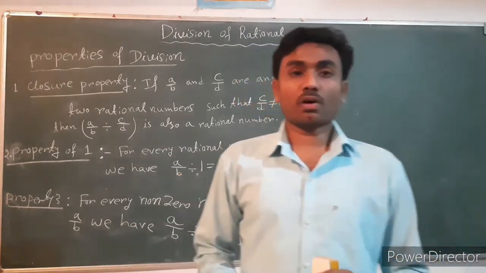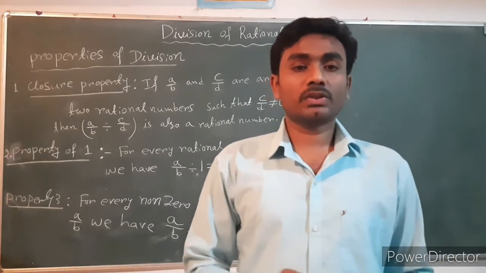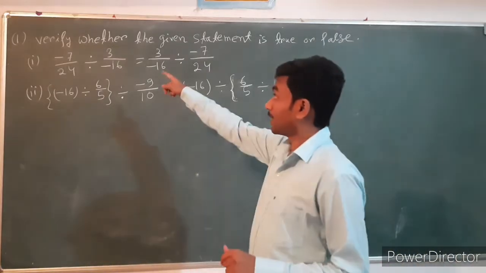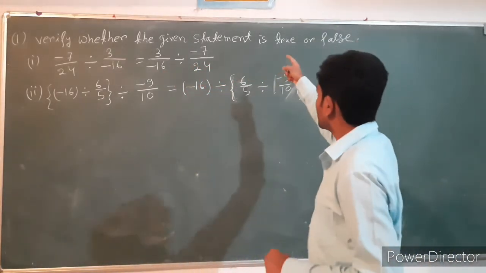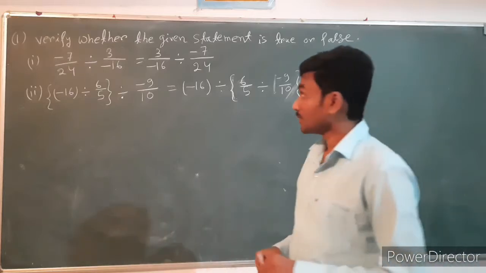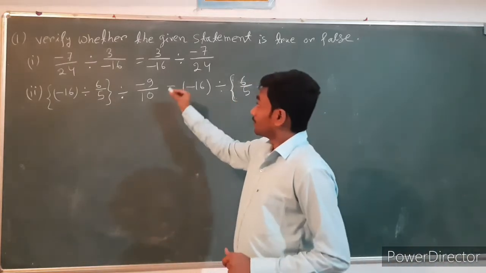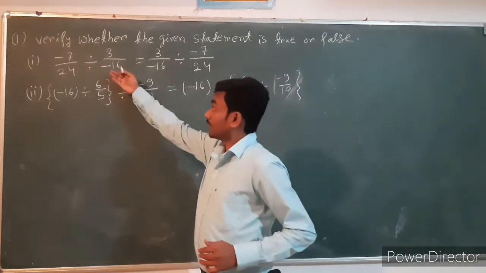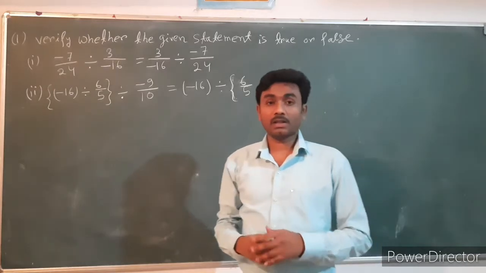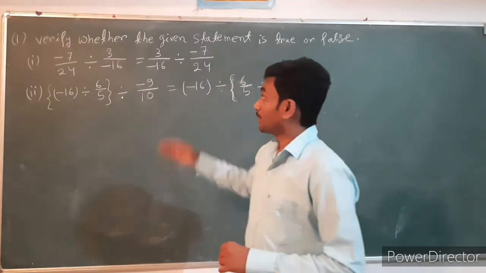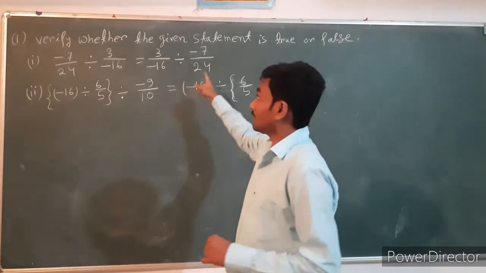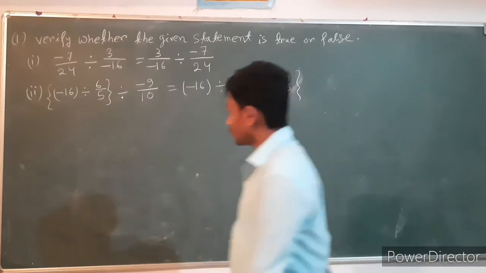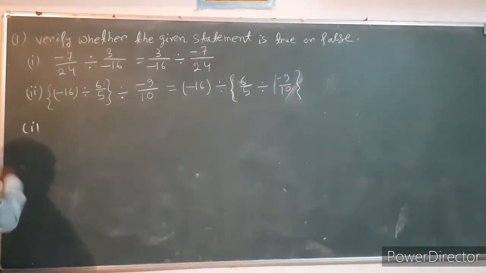Next, we solve some problems related to division of rational numbers. First problem, verify whether the given statement is true or false. That is, we have to verify whether LHS and RHS are equal or not. If LHS equals RHS, then the given statement is true, otherwise it is false. So now we solve question number 1.